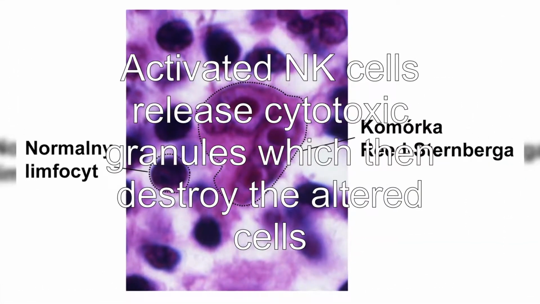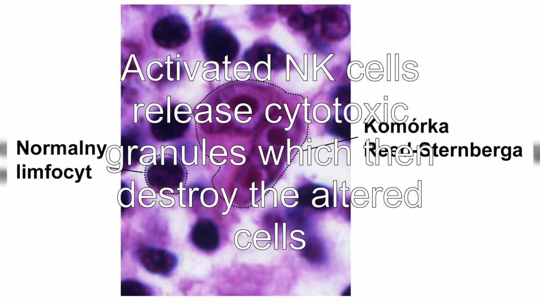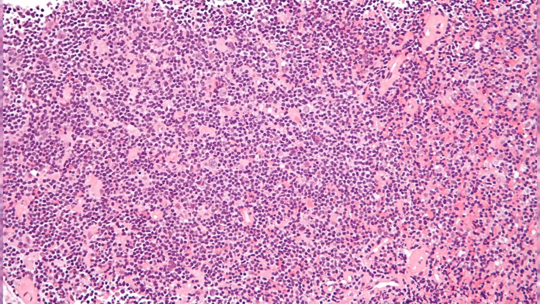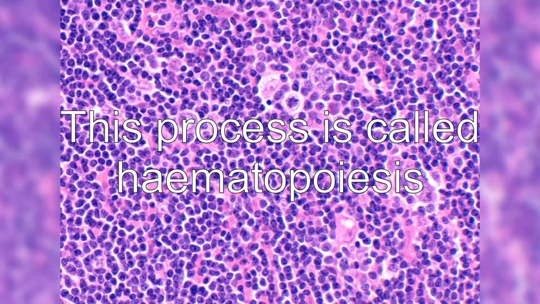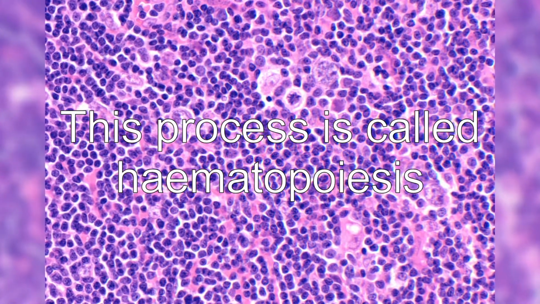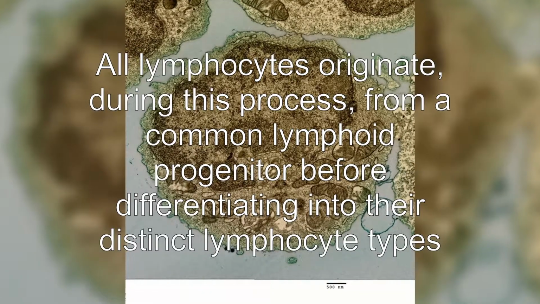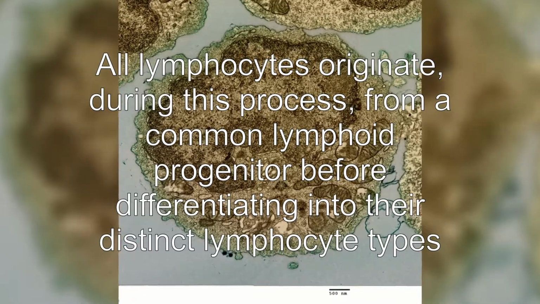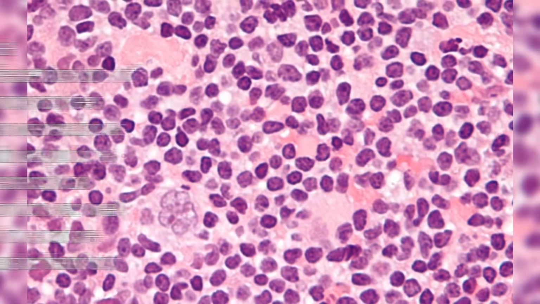They are named natural killer cells because they do not require prior activation in order to kill cells which are missing MHC class I. Mammalian stem cells differentiate into several kinds of blood cell within the bone marrow. This process is called hematopoiesis. All lymphocytes originate, during this process, from a common lymphoid progenitor before differentiating into their distinct lymphocyte types. The differentiation of lymphocytes follows various pathways in a hierarchical fashion as well as in a more plastic fashion. The formation of lymphocytes is known as lymphopoiesis.